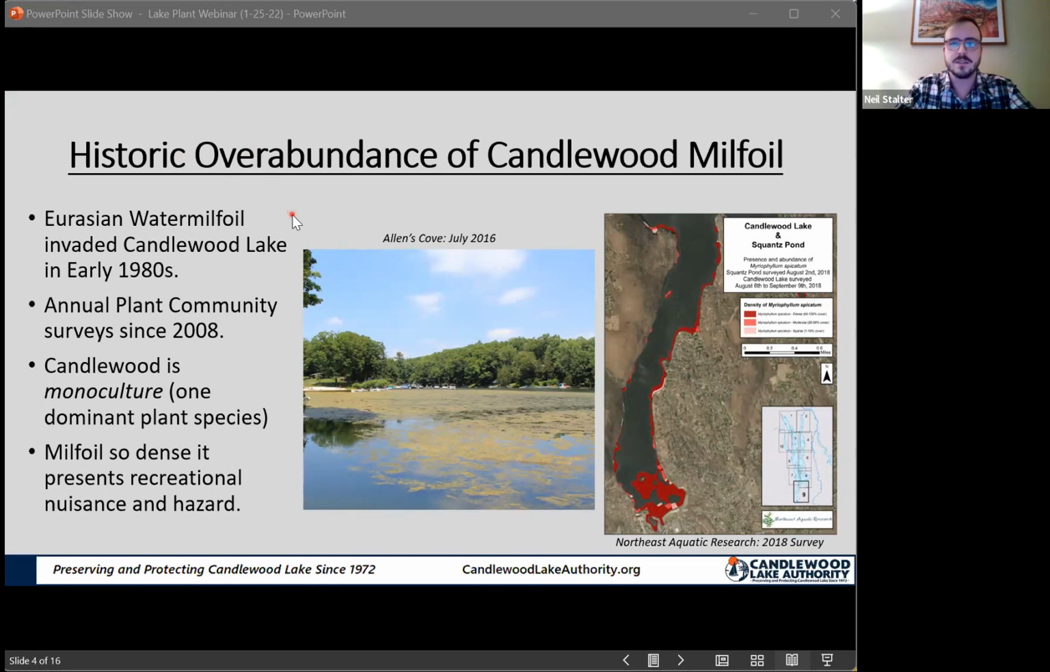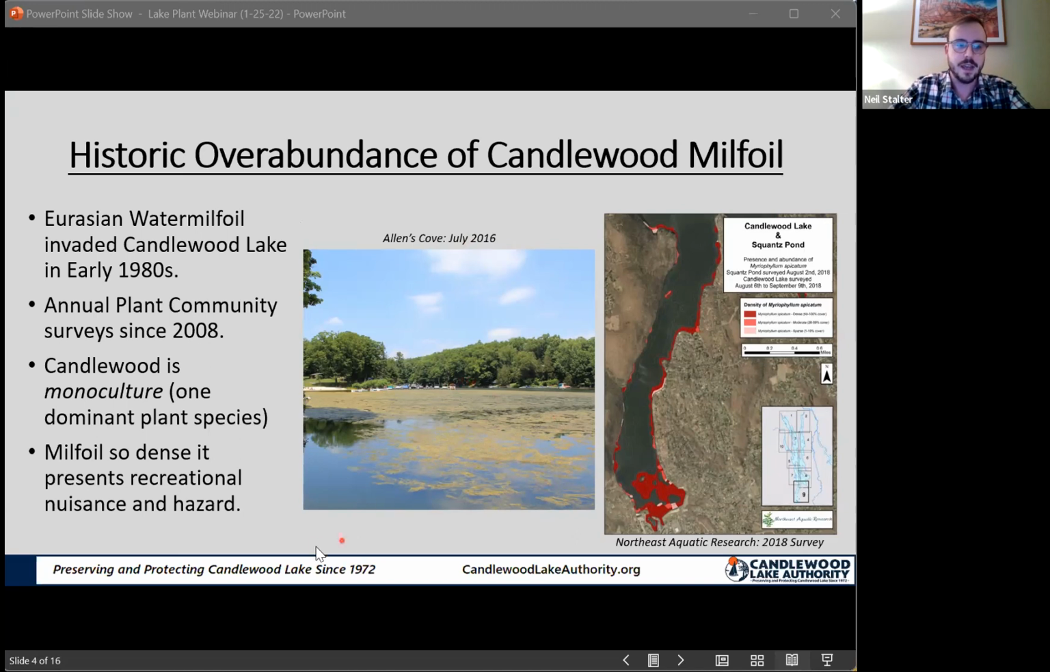Historically, the stands of milfoil have actually been so dense and tall, many of you probably remember this, that they presented a recreational nuisance and hazard. They outcompeted any other native species in the ecosystem. Here's a picture here. This is Allen's Cove up in Sherman in 2016.